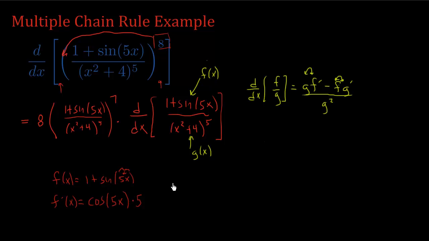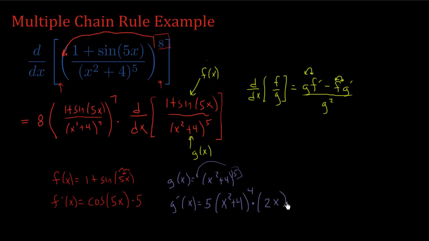And then we're going to find g and g prime. Now g, we said, was x squared plus 4 to the 5th, and g prime is going to be another little chain rule. You're going to bring this 5 down out front. So you're going to get 5 times x squared plus 4. Subtract 1 off the exponent, and you get a 4. And then you immediately multiply by the derivative of the inside. The derivative of x squared plus 4 is 2x. So now I have all the pieces to finish off this problem.